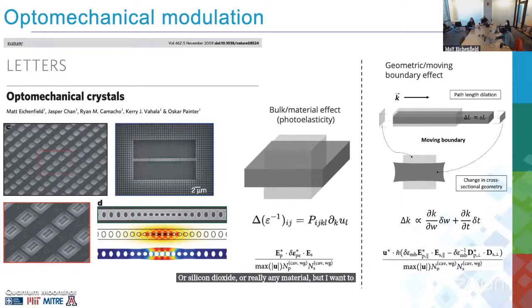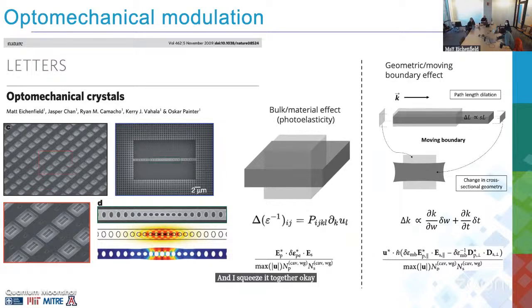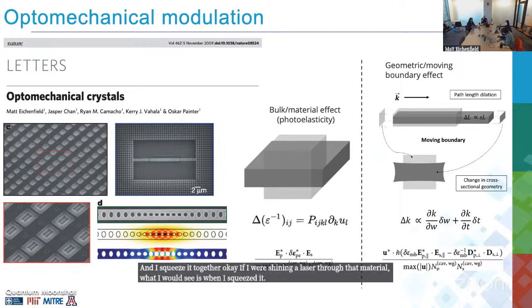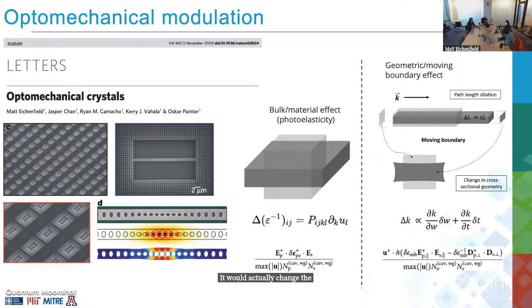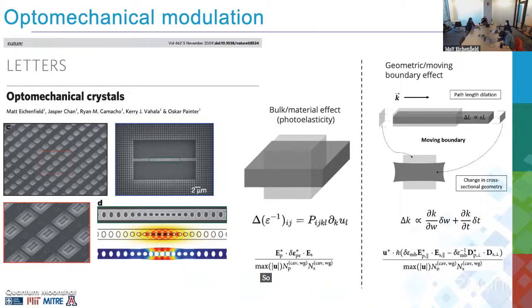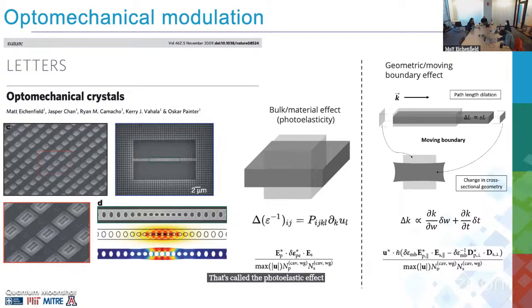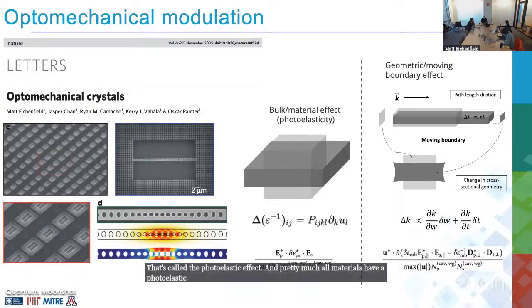If I take a big chunk of it and I squeeze it together, and I were shining a laser through that material, what I would see is that when I squeezed it, it would actually change the speed of light through the material. You can measure that by measuring the phase that the light accumulates as it goes across. So you can change the speed of light of a material by just squeezing a big chunk of it. That's called the photoelastic effect, and pretty much all materials have a photoelastic property. They have some coefficient that relates how much speed of light change you get per unit strain.